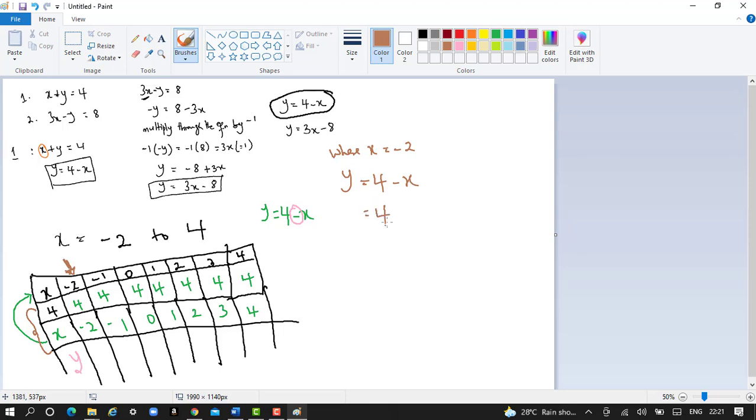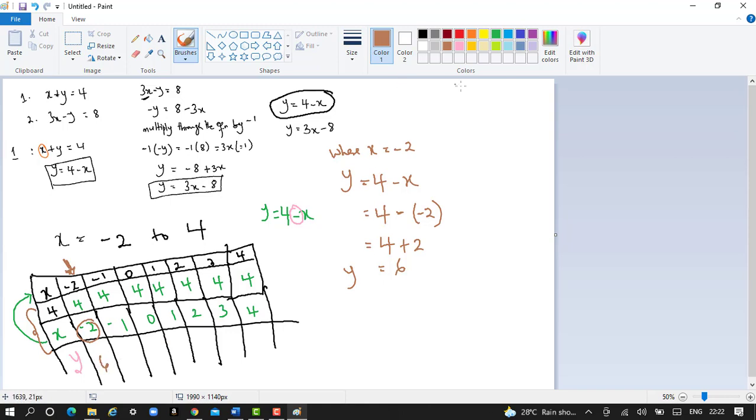We know our 4 is there already, minus, then our x there is negative 2. So we're going to get minus 2 in brackets. At the end of the day, we get 4, negative becomes what? Plus. We get 2, which is going to give us 6. So our y equals 6, and we have our 6 here.